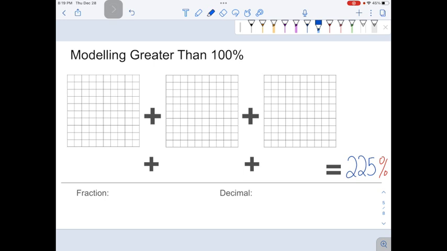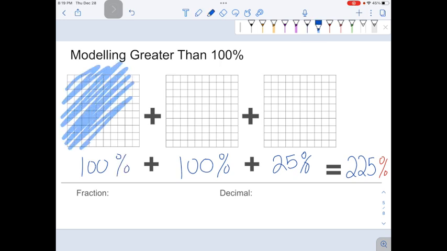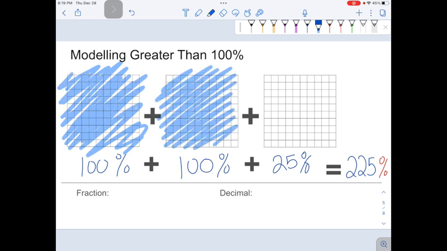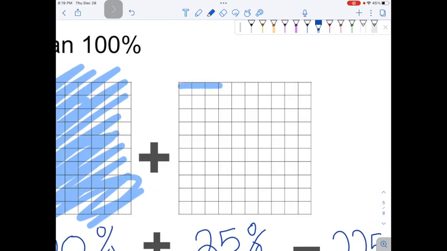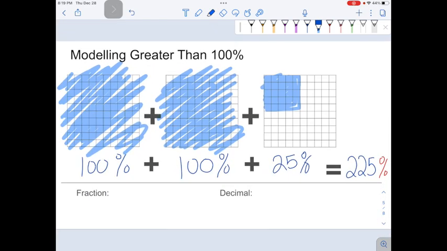Right, very quickly, another one. This is 225%. So 100 plus 100 plus 25 will get us to 225. I'll put in those percent symbols. Right, so here we go now. 100% means this whole. 100% means another whole. And 25%, that's 5 by 5. 1, 2, 3, 4, 5. 1, 2, 3, 4, 5. All right. This is 225%, much more than one whole.